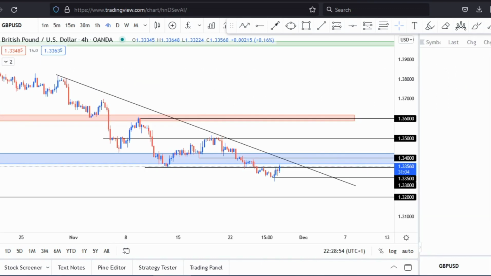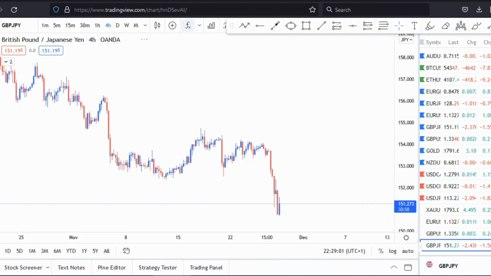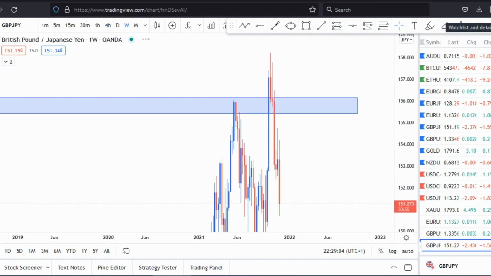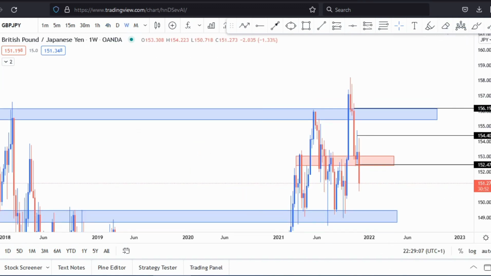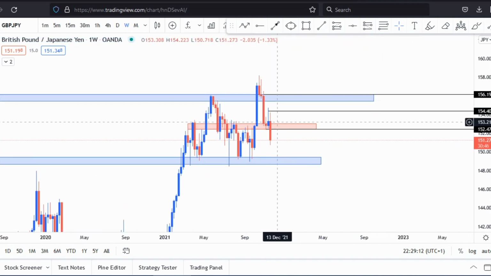For GBP JPY, again, starting from a weekly time frame, we can see how strongly bearish the candlestick has been. And as I said here, last week before the formation of this bearish candle, this weak rejection here means that there were a lot of sellers in the market, and sellers did indeed prove themselves last week and pushed price all the way back down below this level.